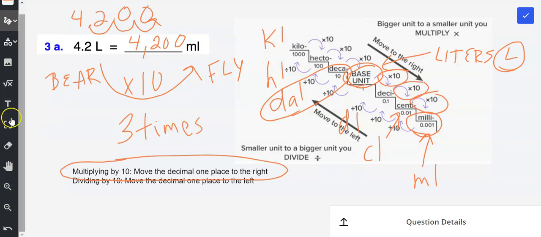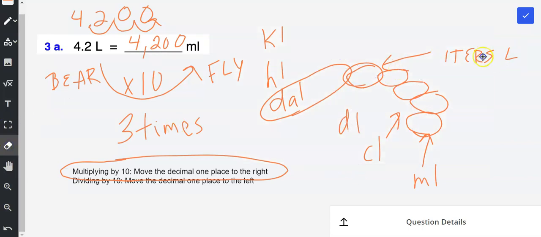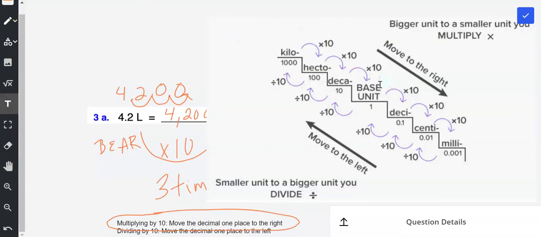Now, this could be easily changed out for, let's say instead, I'm dealing with mass. So let me change the chart for mass. If we're talking about mass, the base unit would be the gram. And then from there, we would have decigrams, centigrams, milligrams, and then after the gram we would have decagrams, which is 10 grams, and you'd say DAG instead of just DG. And then hectograms would be HG, and then kilograms would be KG.